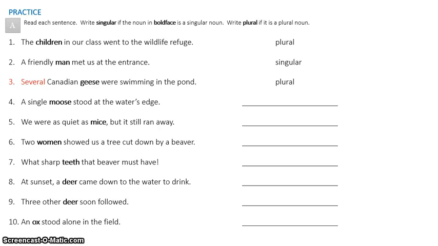Number 4, a single moose stood at the water's edge. Well, what's the word right in front of moose? It says single, and so it is going to be singular. Number 5, we were as quiet as mice, but it still ran away. Okay, now mice is the plural form of mouse, so you should have written plural on the line.